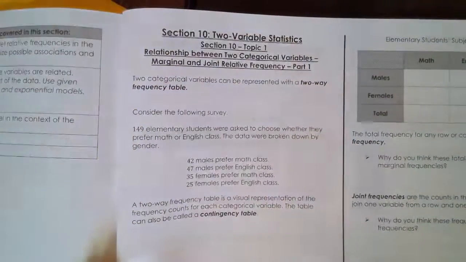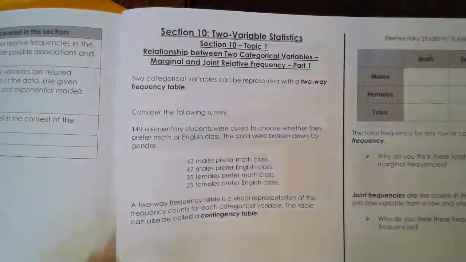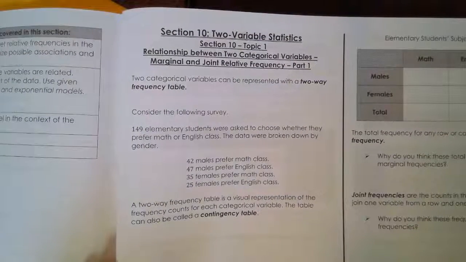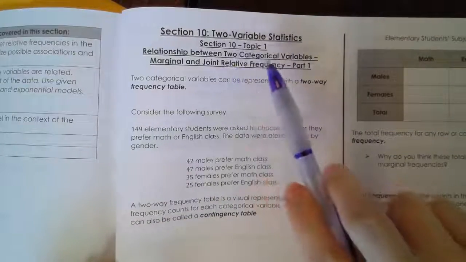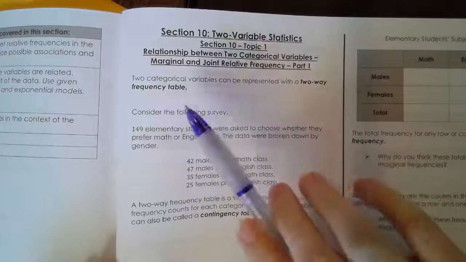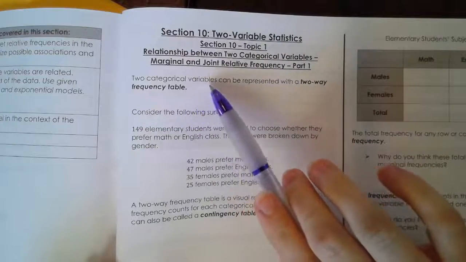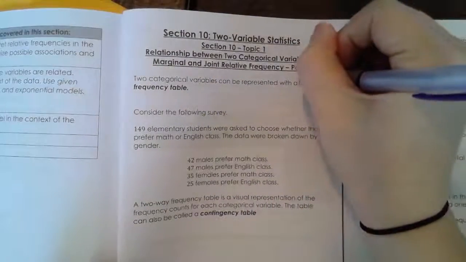Alright, so this video is going to cover 10.1 and 10.2. They're very closely related, so we're going to just talk about both topics at once. So this one is talking about relationship between two categorical variables, marginal and joint relative frequency. So two categorical variables can be represented with a two-way frequency table.